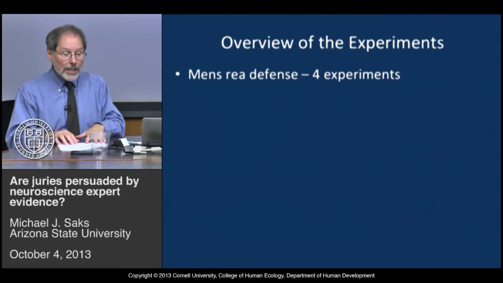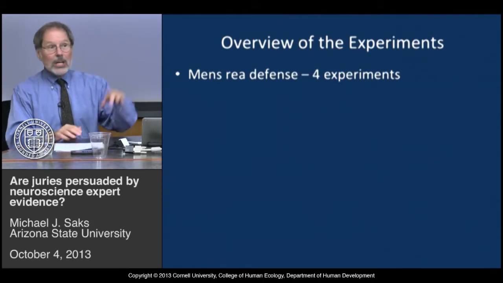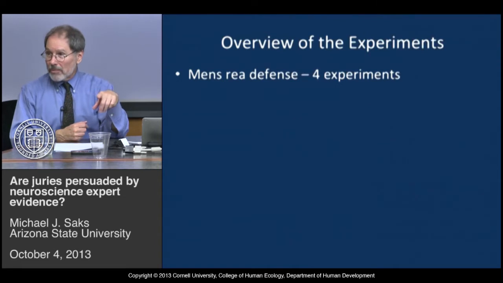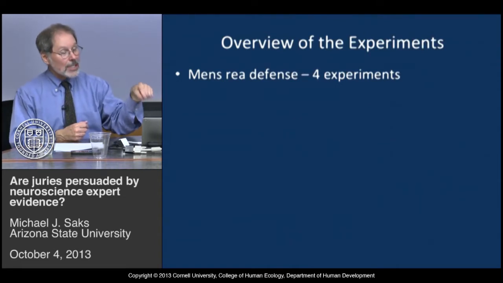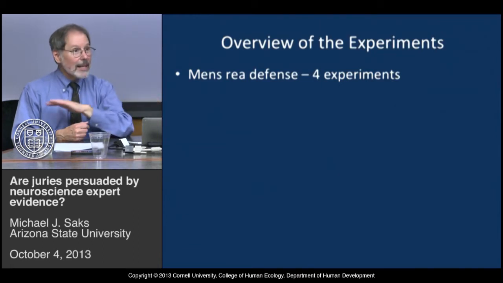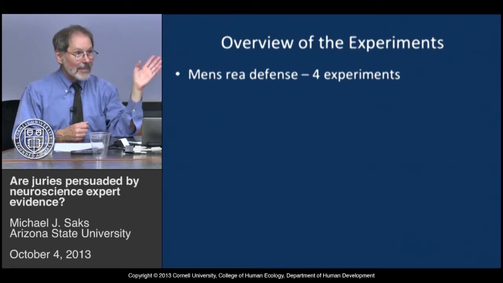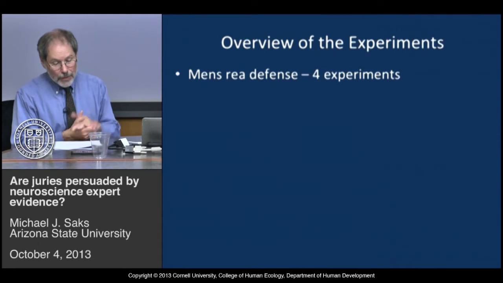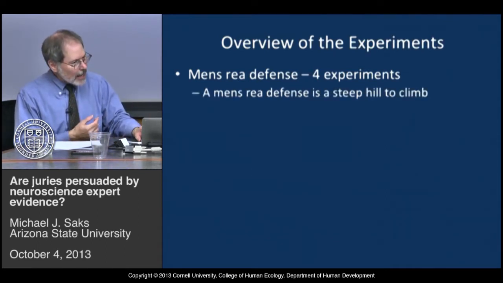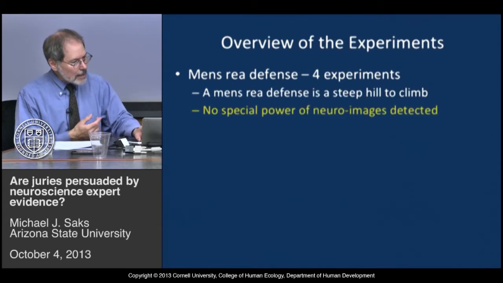But we thought this was a good place to start, because if the brain image was so magically powerful that it could produce not guilty verdicts in this context, then it can do anything. So the first 4 experiments do that, and it's a steep hill to climb.